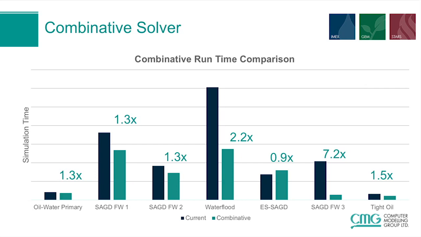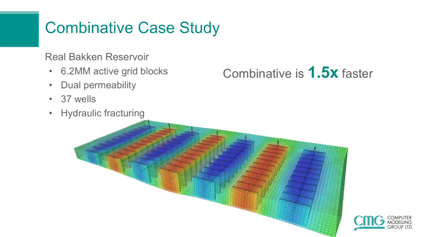It's a real Bakken reservoir, very large model of 6.2 million active grid blocks, dual permeability, 37 different wells with multiple hydraulic fracturing stages on each of the well. So the original runtime for this case is 198 minutes. Using combinative solver, it now reduced your runtime to 135 minutes. So we saw a 1.5 time increase in your speed without having to use any additional software or additional hardware.